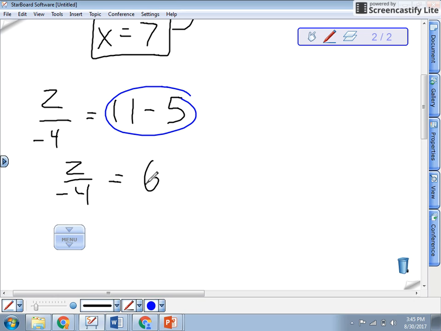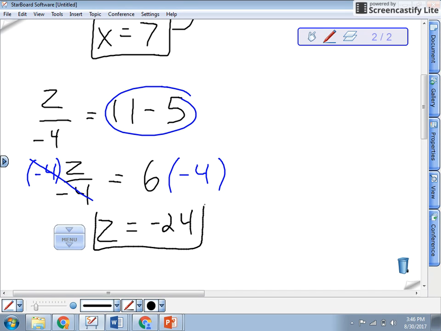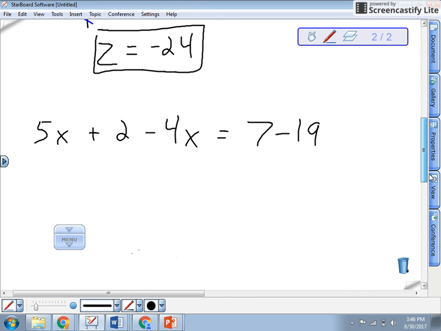So now z is being divided by negative 4. Opposite operations: what's the opposite of dividing? It's multiplying. So I multiply this side by negative 4, which cancels that out. Then I must multiply this side by negative 4. Take one thing away from this lesson: what you do to one side, you have to do to the other. Keep that equation balanced. So z equals 6 times negative 4 is negative 24, because a negative times a positive is negative.